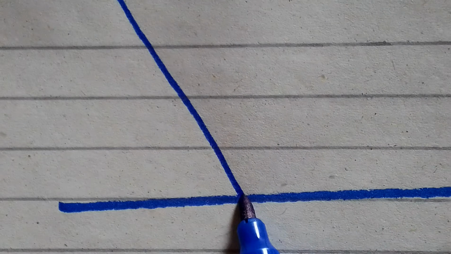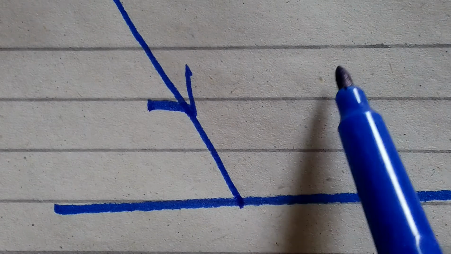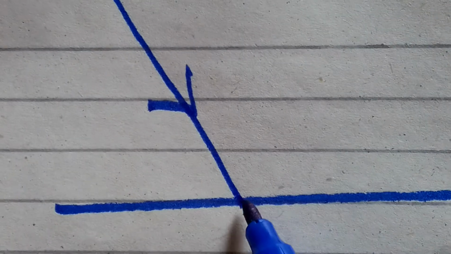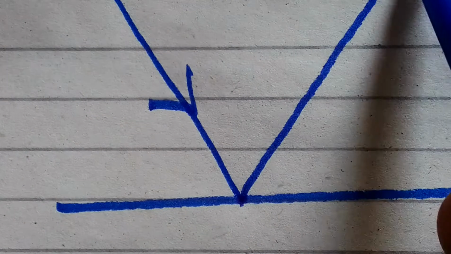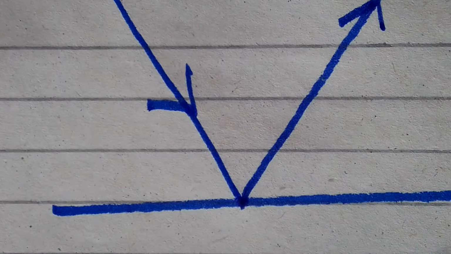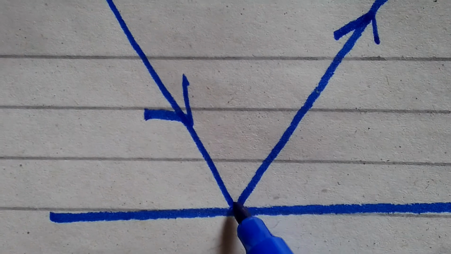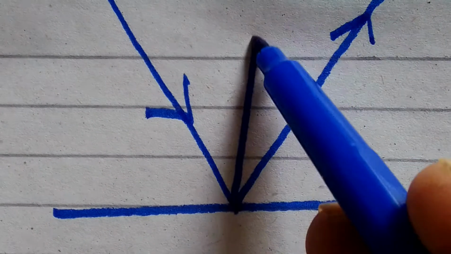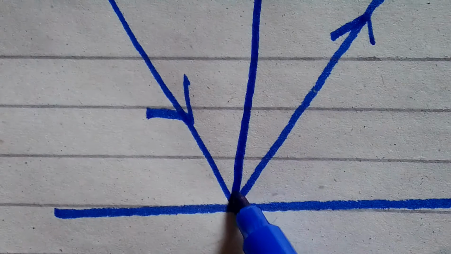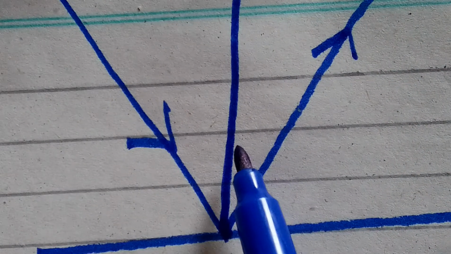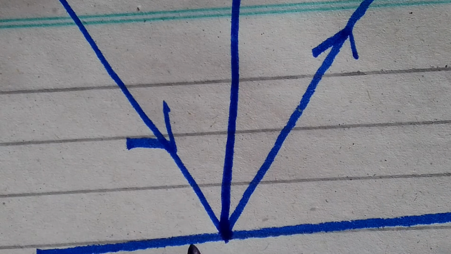Here we have a barrier. This is a barrier. Sound waves are coming, hitting this barrier, and then these are reflected back in this way. We will draw a normal line, meaning a line which is making an angle of 90 degrees with the surface.